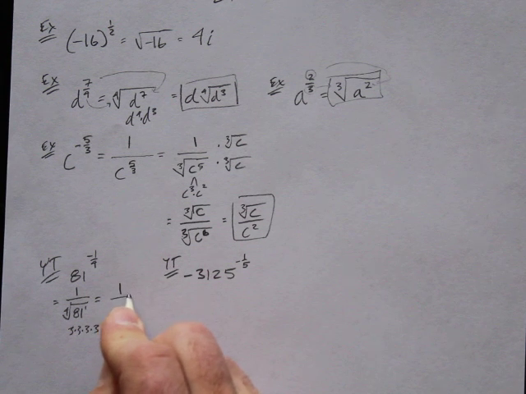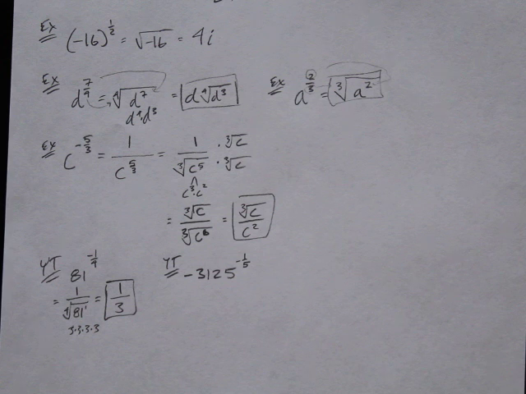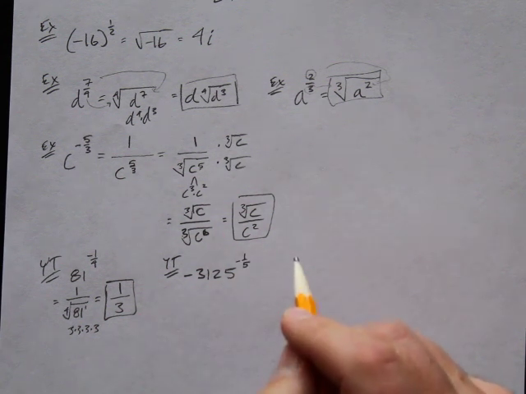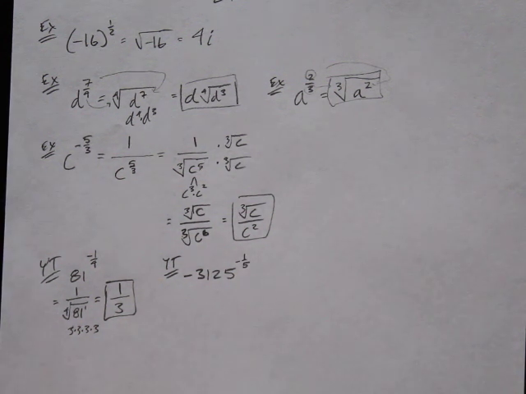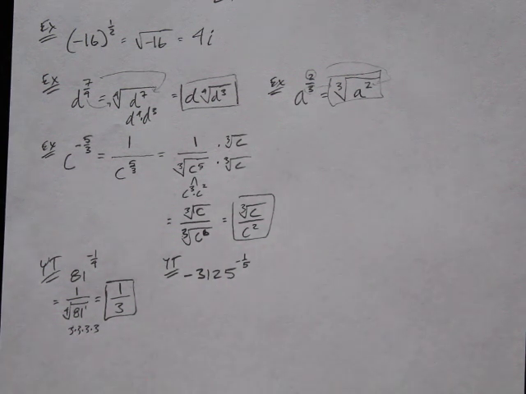So I have 1 over 3. That's my answer. Now this one is ugly, right? Negative 3125 to the 1/5. Hopefully you figured this out.